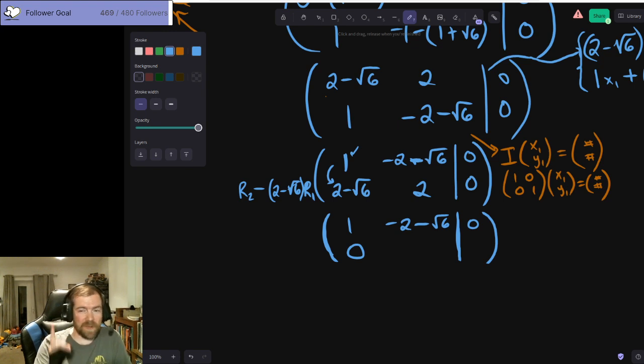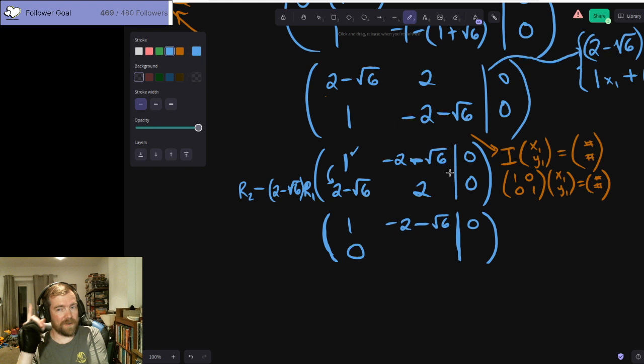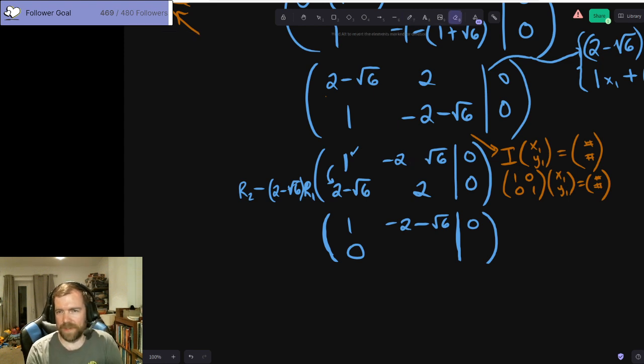Okay, so second one, slightly harder, not too bad. What we're doing here is we're going to take our 2, which is, again, row 2, and then subtract off 2 minus root 6 times the stuff in row 1. So all that stuff multiplied by this stuff here. 2 minus root 6 and negative 2 minus root 6 are... Just keep doing that, it's fine.